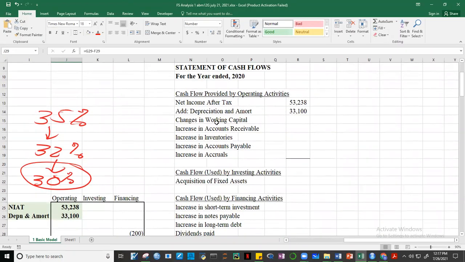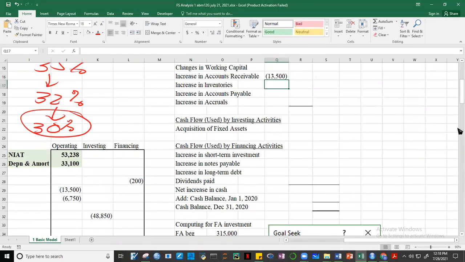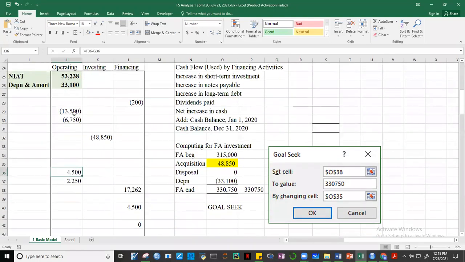So, yung mga current assets natin at saka current liabilities, karamihan doon nasa operating siya. Except meron tayo dyan na yung short-term investments, nasa financing siya. Okay. Changes in working capital, increase in accounts receivable. Dito natin ilalagay para may subtotal tayo. Tapos yung inventories, yung kasunod lang niya, 67350. Okay. Increase in accounts payable, ito din yan. Lahat ng nasa under operating.